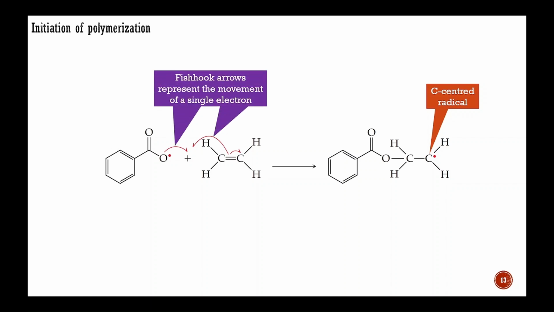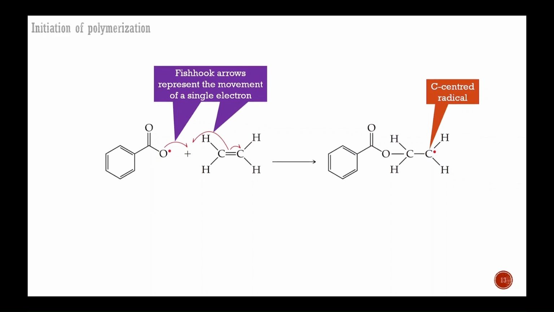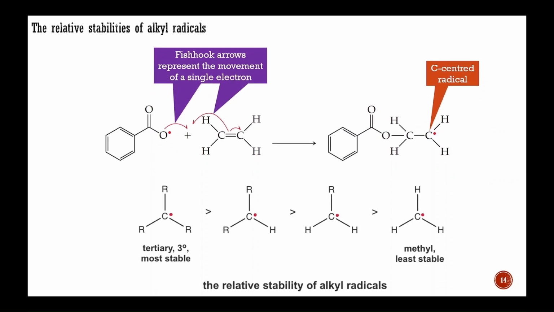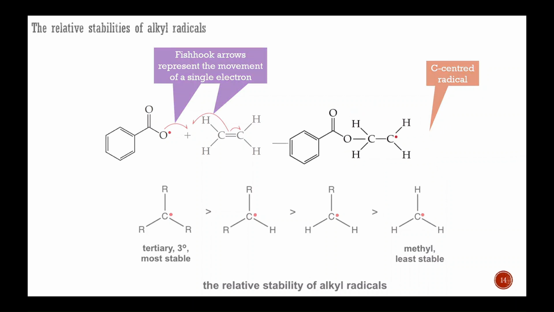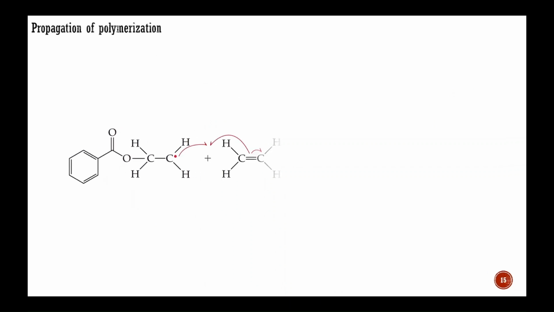Note the use of fishhook arrows in this equation. They differ from traditional curly arrows, which represent the movement of two electrons. Fishhook arrows represent the movement of a single electron rather than an electron pair. The relative stabilities of alkyl radicals are as follows. Radicals centered on a tertiary carbon are more stable than radicals centered on secondary carbons, and the least stable are primary radicals. The next stage of the reaction is known as propagation.